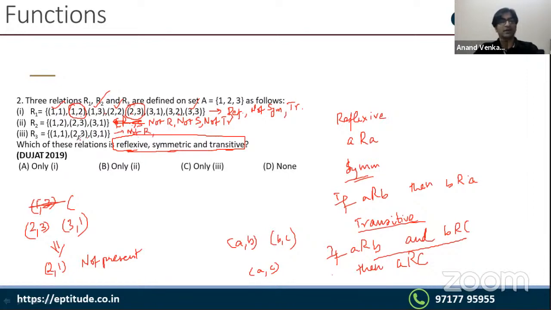Is it symmetric? (2,3) है, but (3,2) is not there, so this is not symmetric either, right? And finally, if I choose (2,3) and (3,1), then (2,1) होना चाहिए. That is also not there. This is also not transitive. So none of the three is symmetric, reflexive, and transitive. So I'll have to mark option D. Question number 2, that's the correct choice.